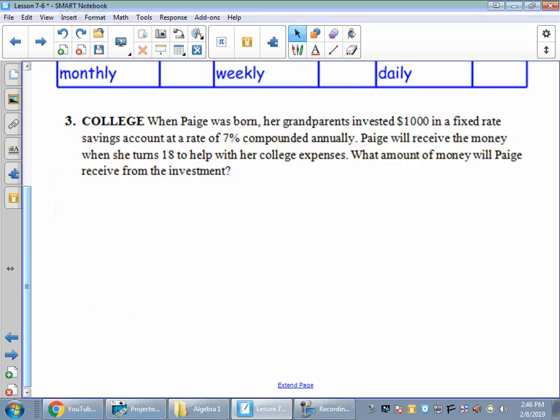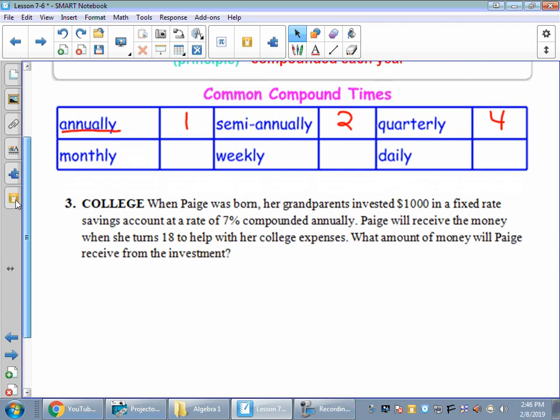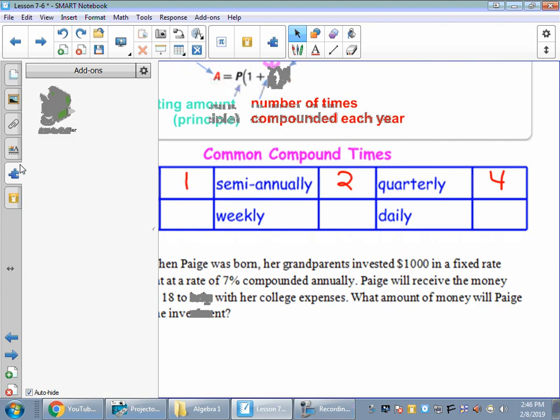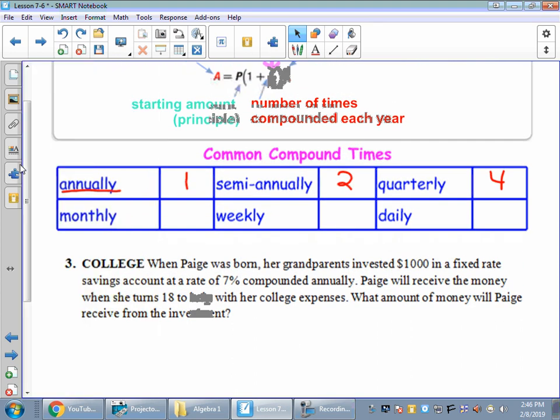When Paige was born, her grandparents invested $1,000 in a fixed rate savings account at a rate of 7% compounded annually. Paige will receive the money when she turns 18 to help with her college expenses. What amount of money will Paige receive from the investment?